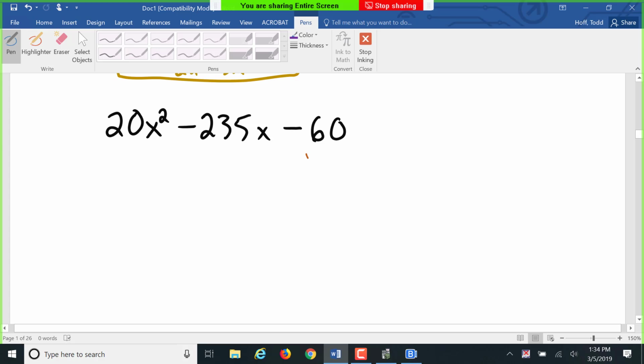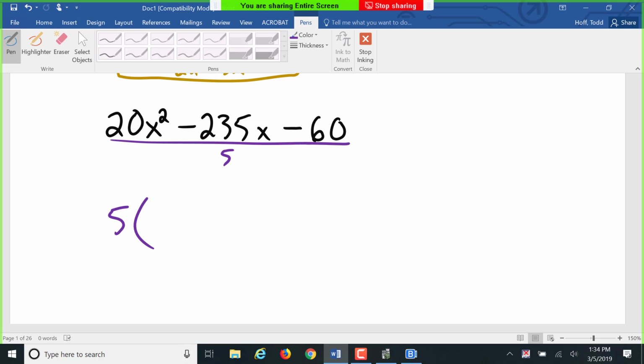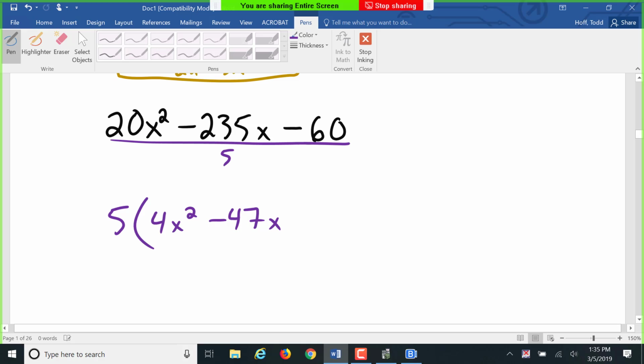So let's look at this one here. What would our first step be? Common factor. Do we have one? I heard somebody say it there. They can all be divided by 5. So if I divide out that 5, what will be left? Four x squared minus 47x minus 12. Good.